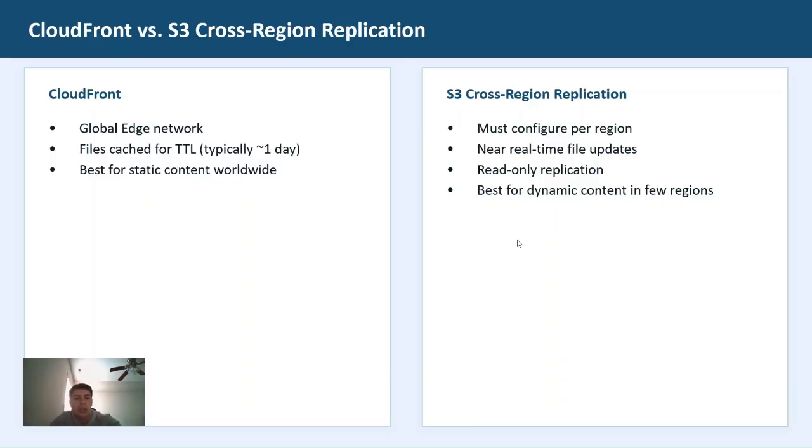So to continue, a lot of people confuse these two. First, CloudFront uses the Global Edge Network, caches files for a TTL, typically around a day, and is great for static content that needs to be available everywhere. On the other hand, S3 cross-region replication must be configured per region, files are updated in near real time, and it's read-only. It's ideal for dynamic content that needs low latency in a few specific regions.